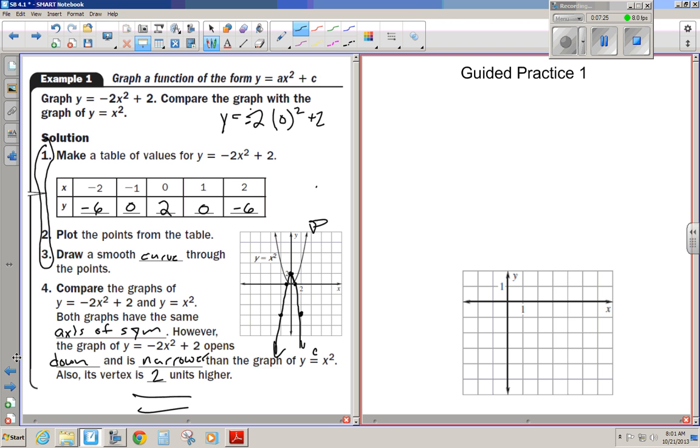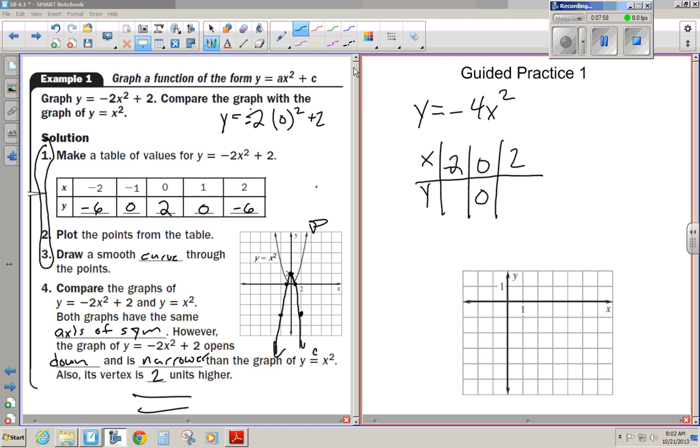So for guided practice, number 1, you have the equation y equals -4x squared. Now, since this is negative, it's going to flip it upside down. But we're going to make a table of values. We're going to use -2, 0, and 2. And go ahead and pause the video, plug those in, get the y values out.